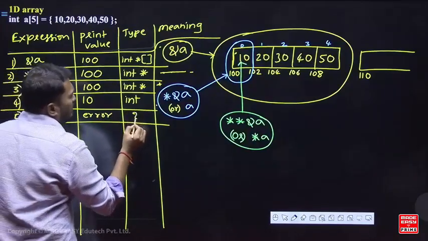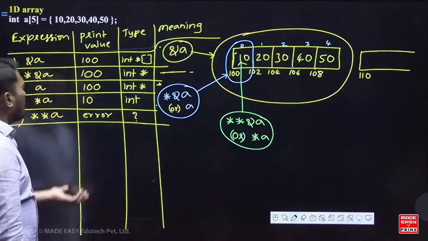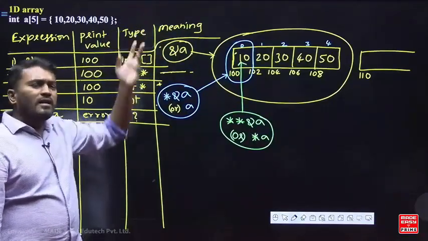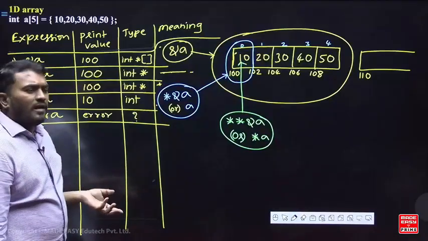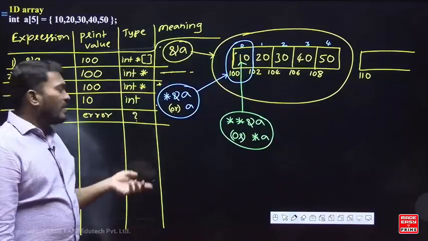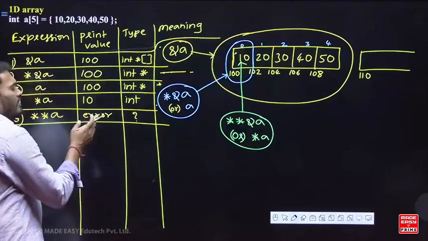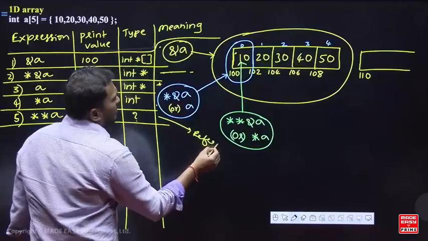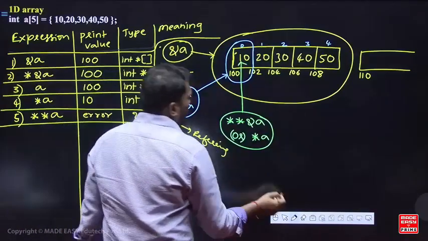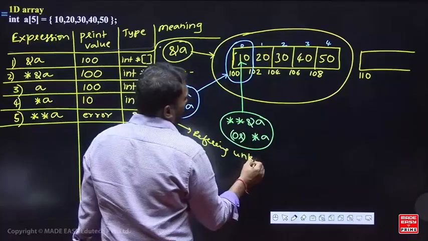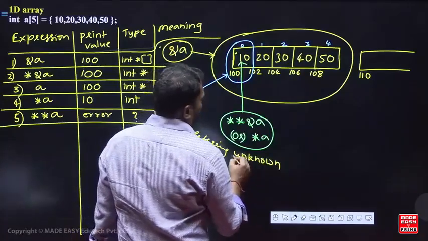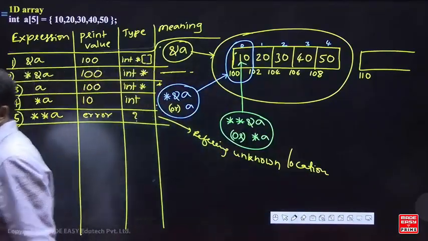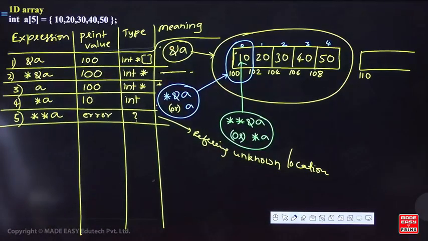And the type is what? Question mark, because we don't know where it is pointing. So the type is a question mark and printing the value will give you an error. And the meaning: referring to an unknown location.